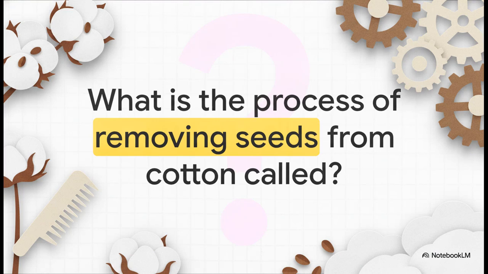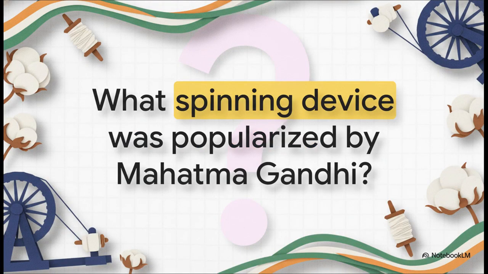What is the process of removing seeds from cotton called? I'm going to give you a virtual 5-second timer to shout out the answer. Think back to that combing process we talked about earlier. All right, ready for question 2? What simple device, popularized by Mahatma Gandhi during the independence movement, is used for spinning yarn? Think about that big wooden wheel.